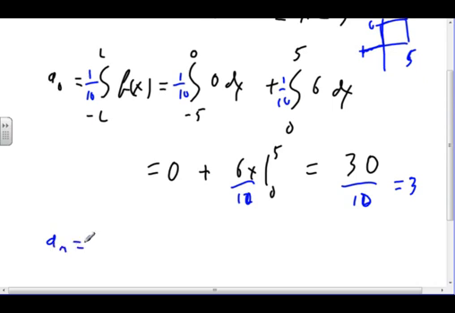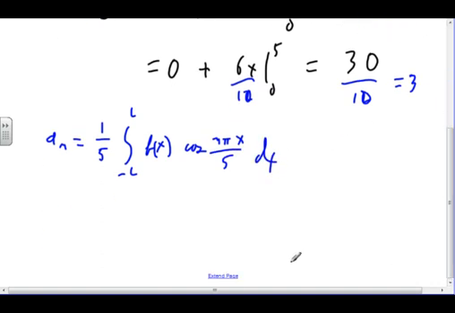All right, now I'm looking for A, N. So I'm on page 989, and I'm looking for 1 over L, which is now 5, times the integral from minus L to L of the function f of x times cosine n pi x over 5 dx.